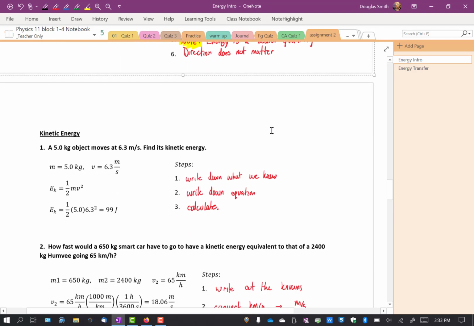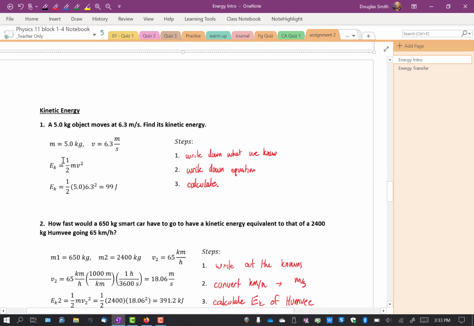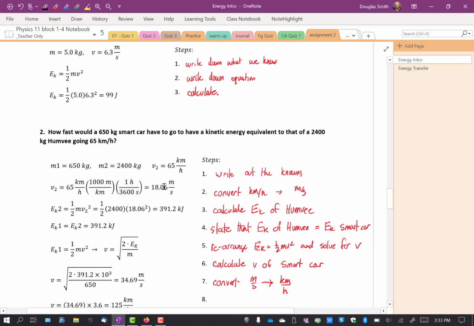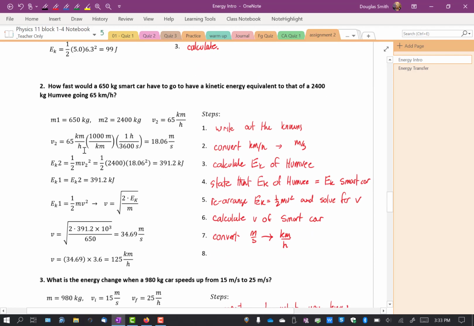Lastly, kinetic energy. Ek is 1/2 mv squared. Just plug the numbers in. That's pretty straightforward. A couple things to highlight though is you want to make sure you're always working in meters per second. So if you're given values with speed in kilometers per hour, you want to make sure you change it into meters per second.